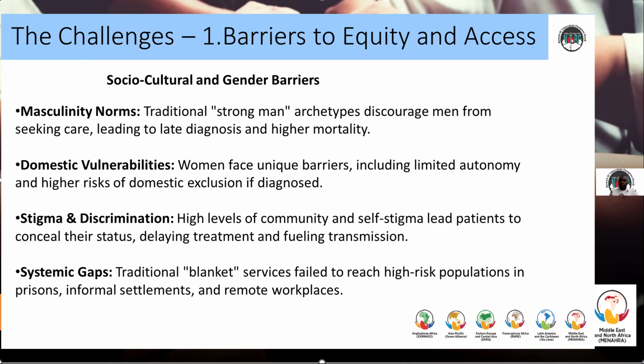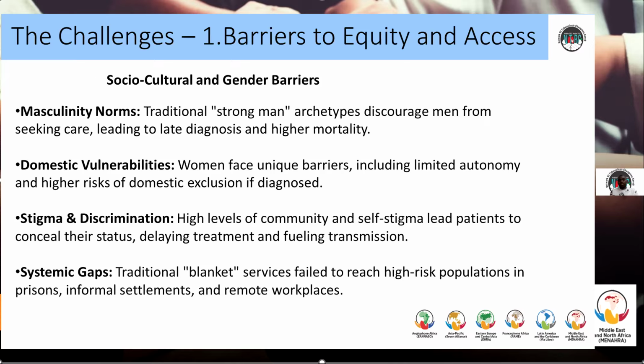The other key critical point is stigma and discrimination. The high level of community and self-stigma has led patients to conceal their status, delaying treatment and fueling transmission. There is some component whereby somebody is very fearful. If they talk about their TB status, they'll be excluded from social gatherings, excluded from school, and they'll not even get employment. So somebody does not say they have TB. Sometimes they just say, I have an emergency. They are not even able to disclose that the emergency is TB because they know that still in this recent age, there is still stigma that moves along with TB.